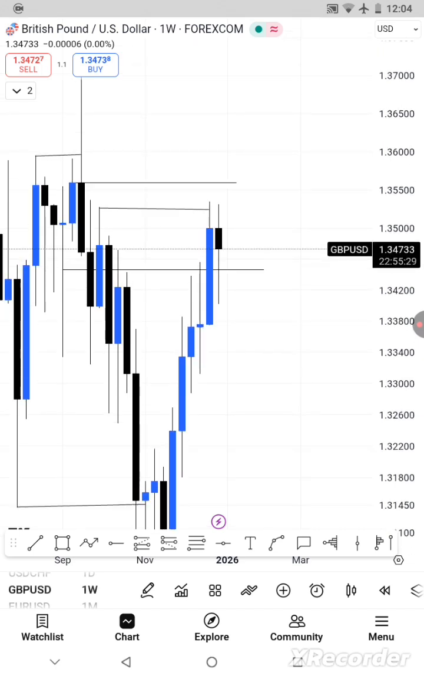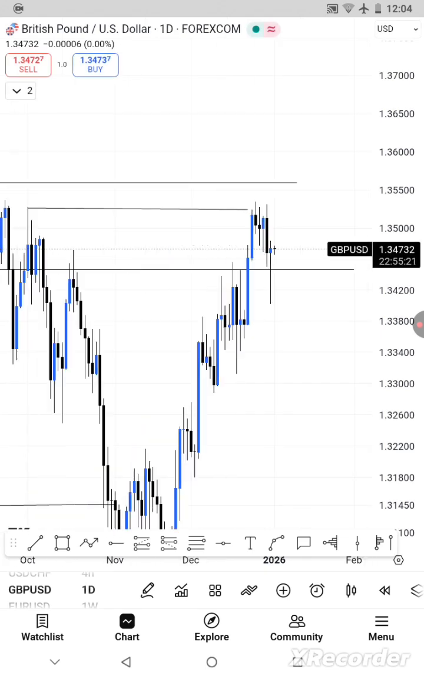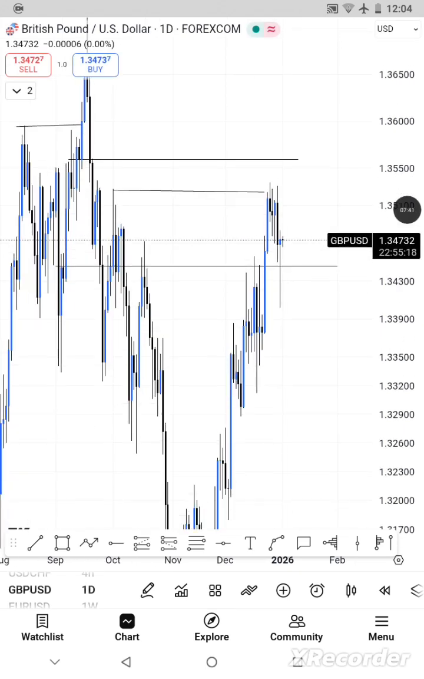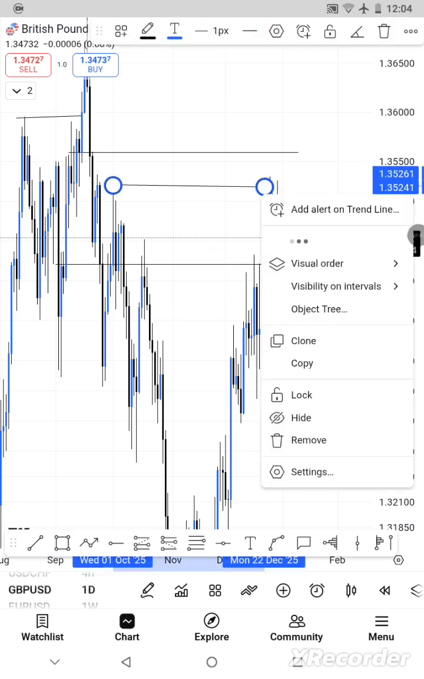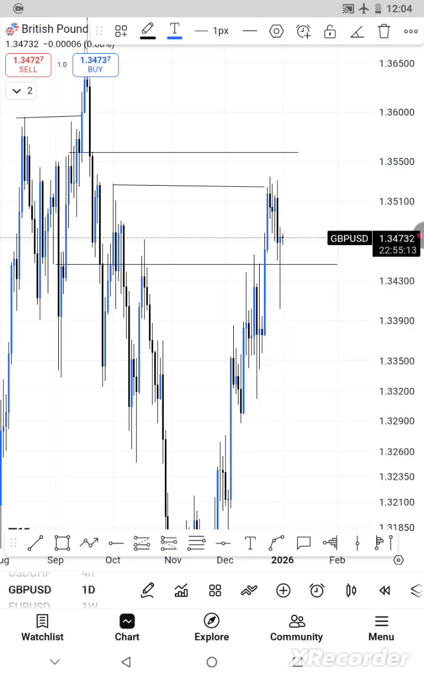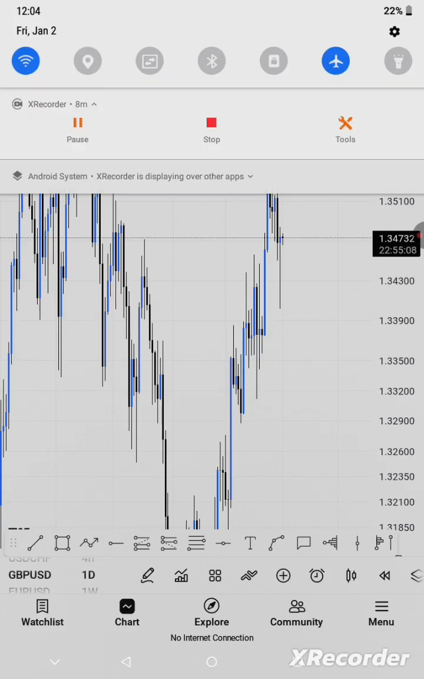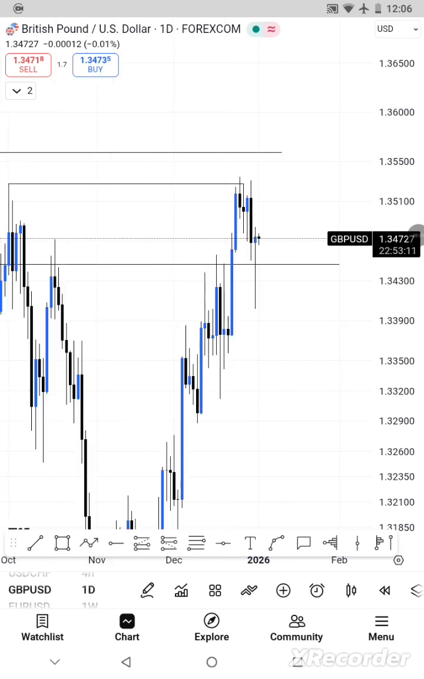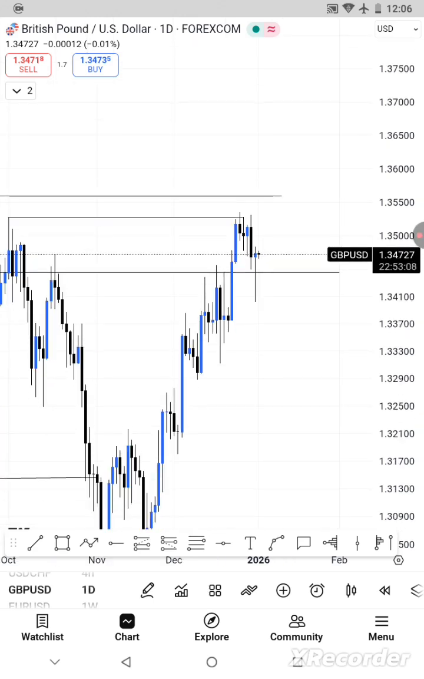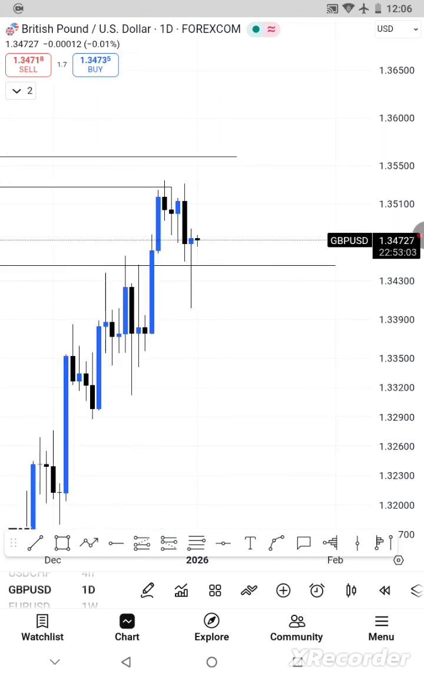So now we'll drop to the daily time frame. Now I will show you what is happening on the daily time frame. We are focusing right now on the current market action, on the current price action.